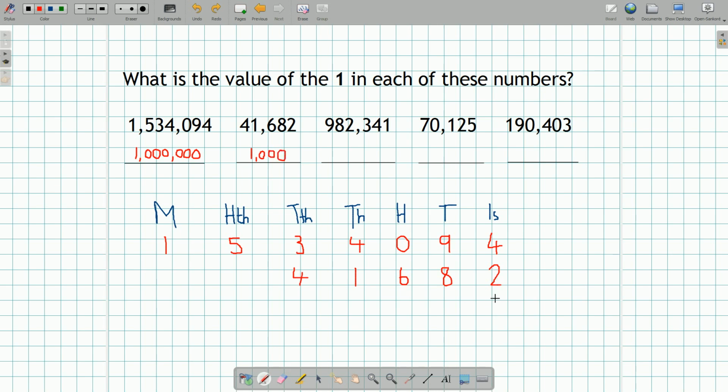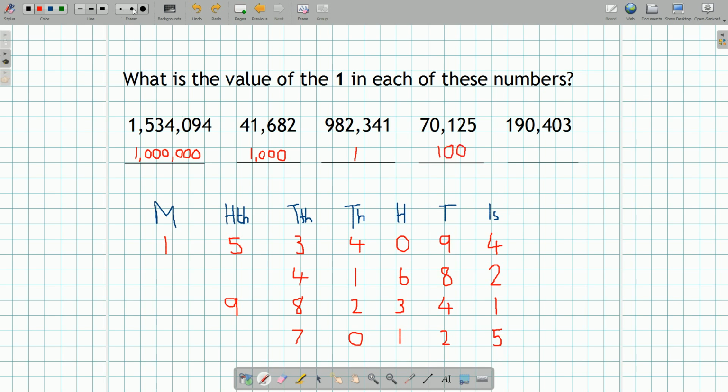Next number. This one has a 1 in the ones, so straight away you'll know. Like I say, I'm just going to write out the rest of this number for the purpose of the video. 2 in the thousands, 8 in the 10,000s, and a 9 in the 100,000s column. So our 1 has a value of just 1 because it's in the ones column. The next number, 5 in the ones, 2 in the tens, 1 in the hundreds, nothing at all in the thousands, and a 7 in the 10,000s. So here our 1 is in the hundreds column, so it has a value of 100.